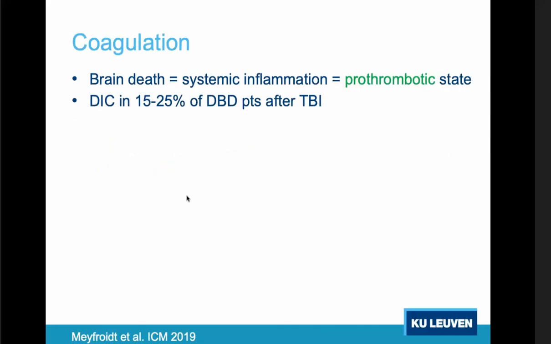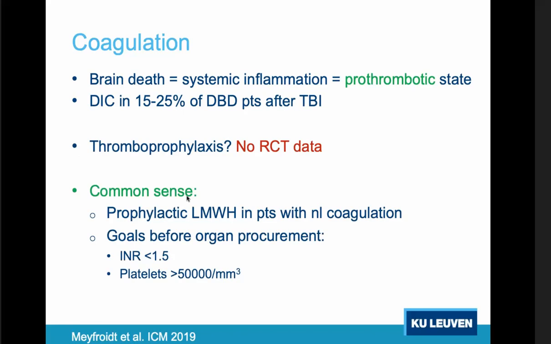Then a word on coagulation. Also here we lack RCT evidence, but since brain death is in fact a prothrombotic state due to the systemic inflammation, it seems logical to administer thromboprophylaxis, at least in patients with normal coagulation. But there are no RCTs to support that, it's more common sense. Also, when brain-dead organ donors have coagulopathy, evidently it should be corrected before organ procurement.